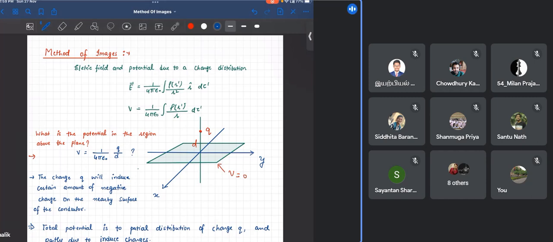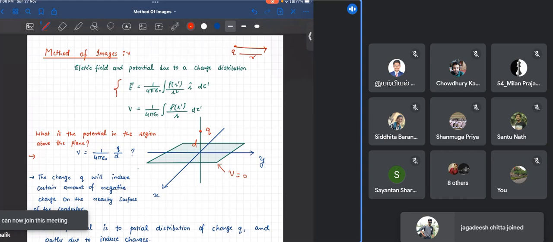So generally, what happens is if you have a charge and you want to calculate the electric field at a certain distance r, you can simply use Coulomb's law to calculate the electric field and potential. But if certain conditions change, then you cannot use this.